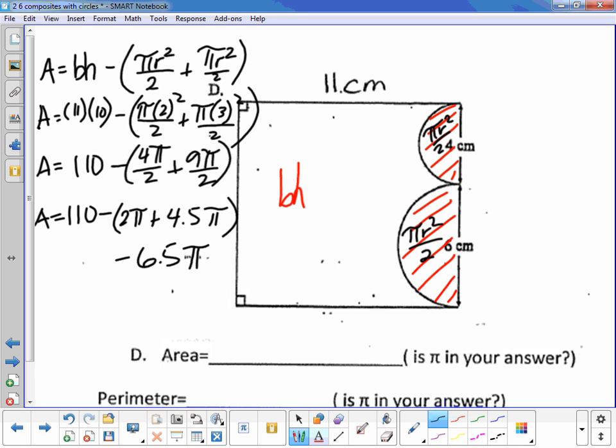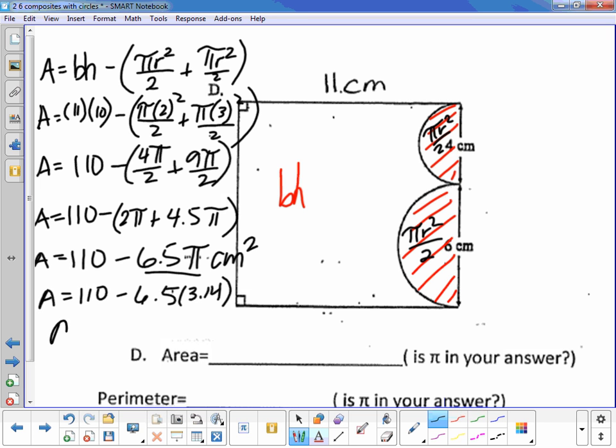And then I would subtract that total from the area of the rectangle. Now this term has pi and this term has pi, this term doesn't. So I'm done. I can't combine them. Put your units on it, centimeters squared. And that's it. Now, to the nearest tenth, obviously you would plug in 3.14 for pi and solve from there and get your answer as a decimal.